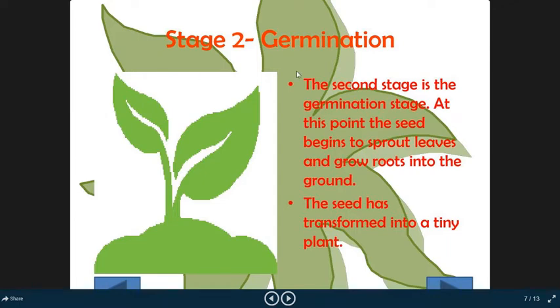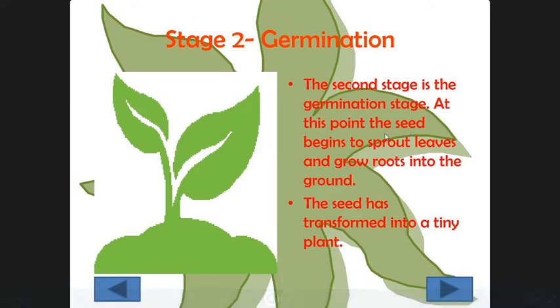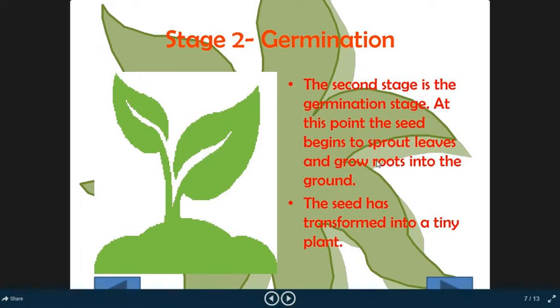Stage 2, we have germination. Germination is the second stage. At this point, the seed begins to sprout leaves and grow roots into the ground. So you can see the picture. The seed has transformed into a tiny plant. This is the stage, we call it germination.